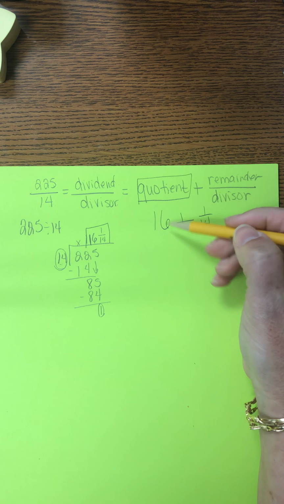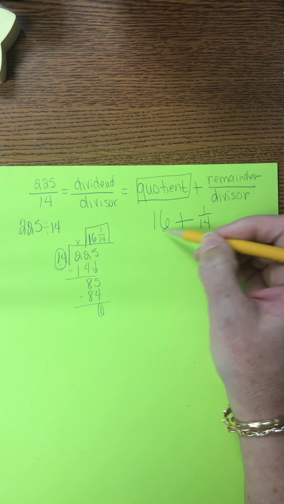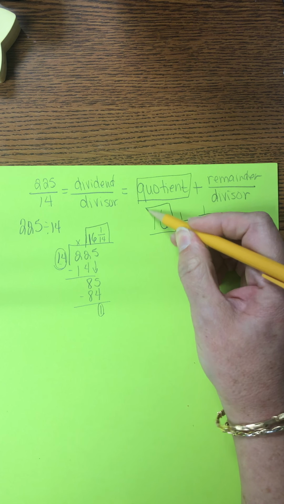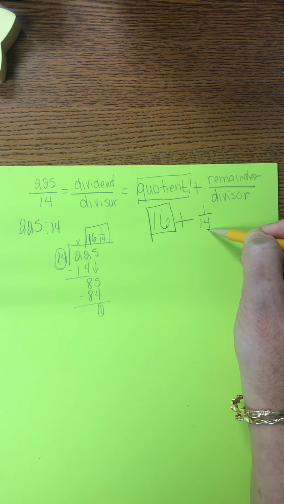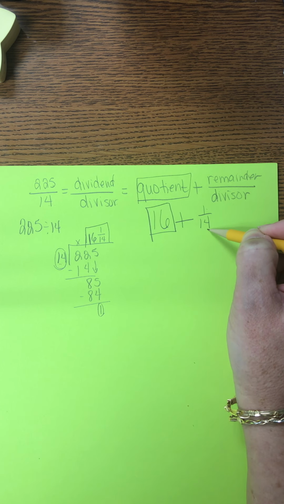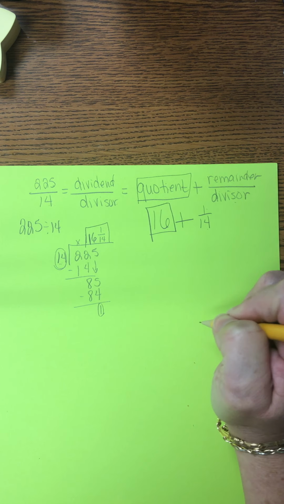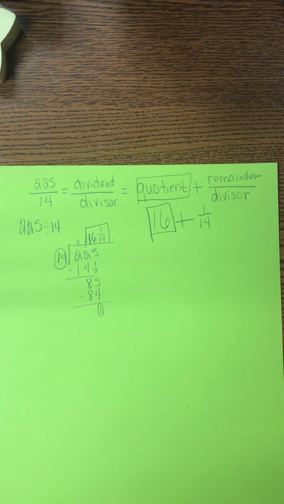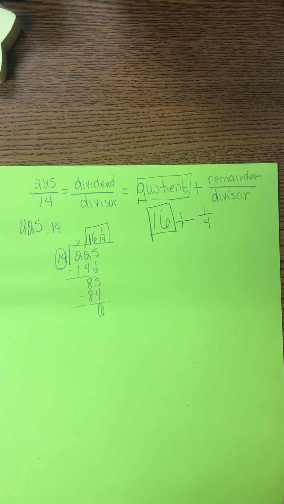But what it is, your quotient, which is the result of the division, is 16. The 1/14 is how much you have left over. So you put your remainder over your divisor, and it's actually an addition problem. So we're going to use that information to do long division with polynomials.